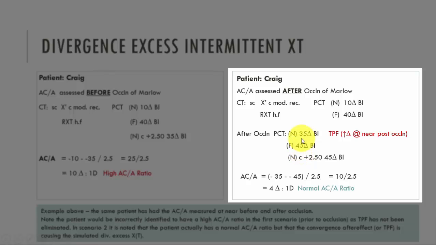Now, the reason why the deviation has increased post-occlusion is because of the decay of slow fusional divergences, or the convergence after effect, which means that the reason why this patient has a divergence excess pattern is due to the presence of TPF, which is why the deviation is smaller and controlled at near.